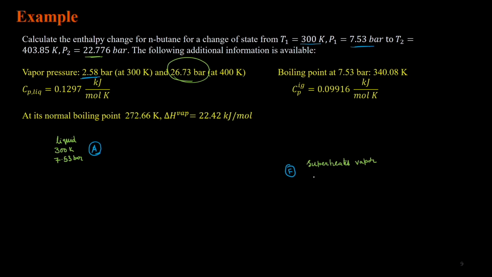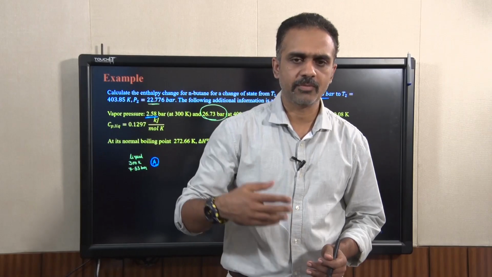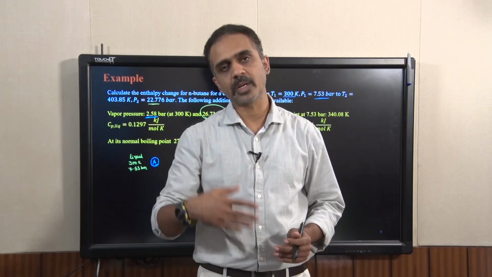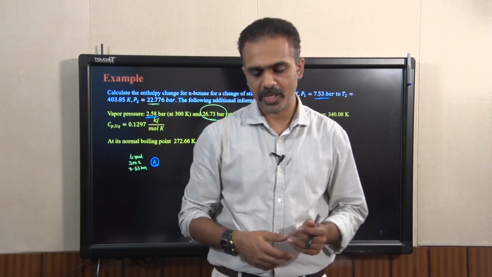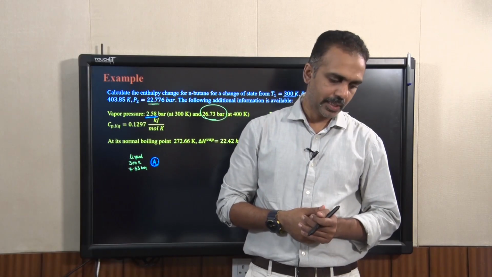The temperature is 403.85 Kelvin and the pressure is 22.776 bar. That's where I am. So I'm going from a subcooled liquid state to a superheated vapor state, and I'm interested in calculating the enthalpy change for this process. We can follow a similar logic if one is asked to calculate an entropy change, but let's look at enthalpy change for this particular problem.